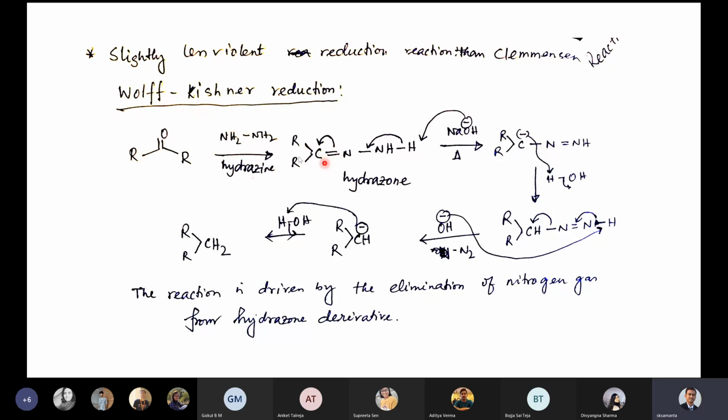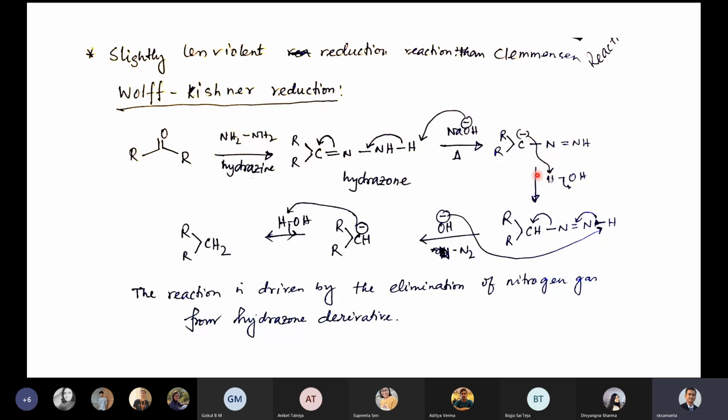Now in this hydrazone, if NaOH is used, the base will take up this proton, this bond will come here, and this bond comes here. So you generate a negative charge on carbon, like here, and you form an N double bond, NH bond. This negative charge takes a proton from water.